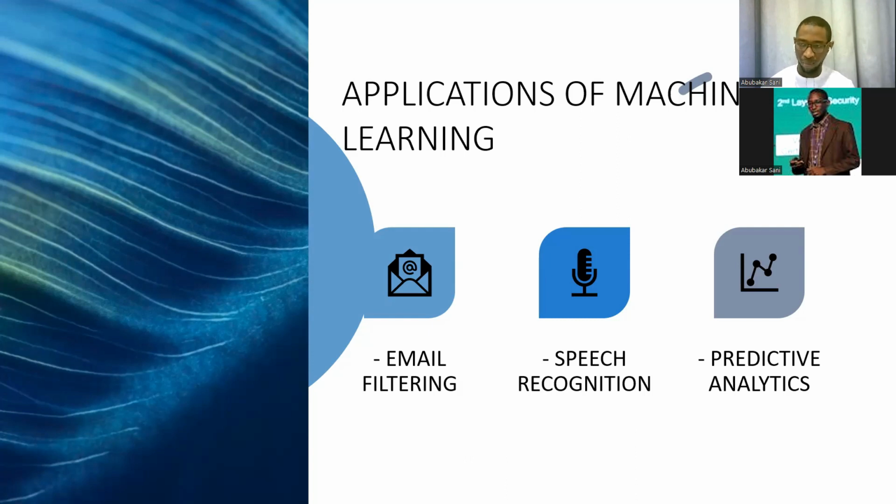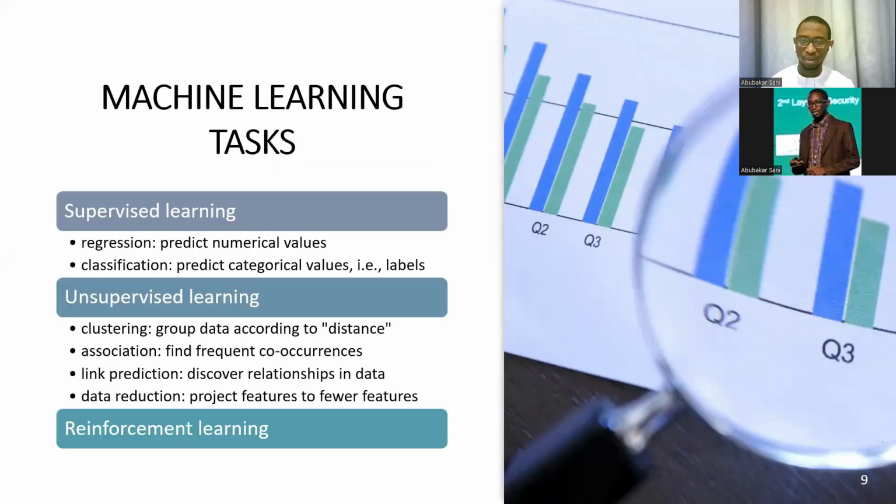Okay, so these are some of the applications you are aware of. What we're going to do today is try to make predictions on whether to buy or sell a particular asset. And the tasks of machine learning can be classified into three: supervised learning, unsupervised learning, and reinforcement learning.